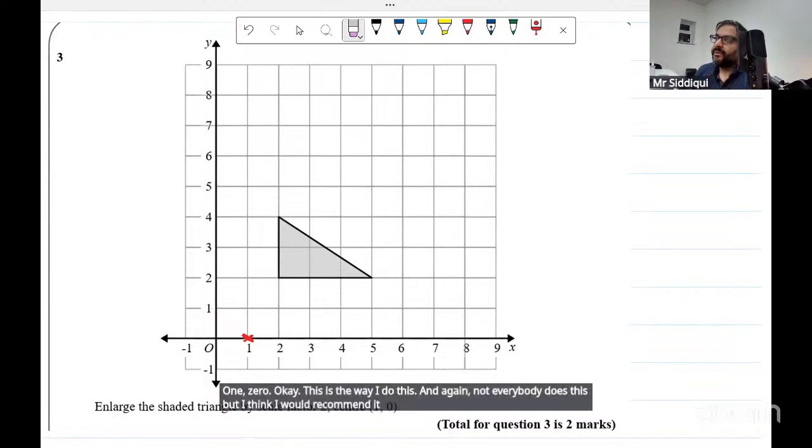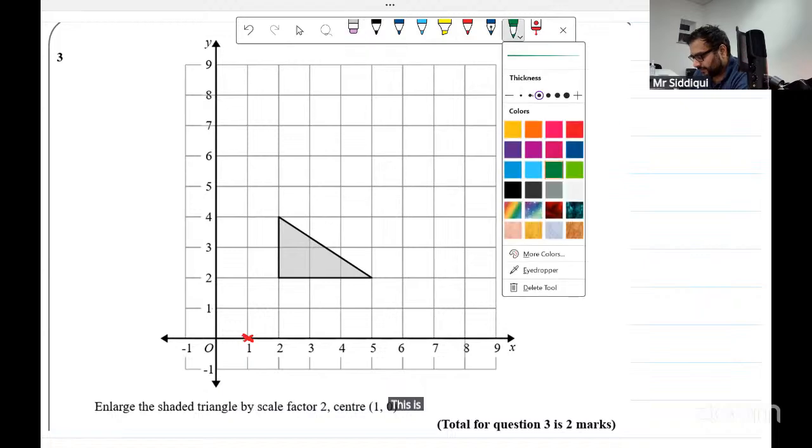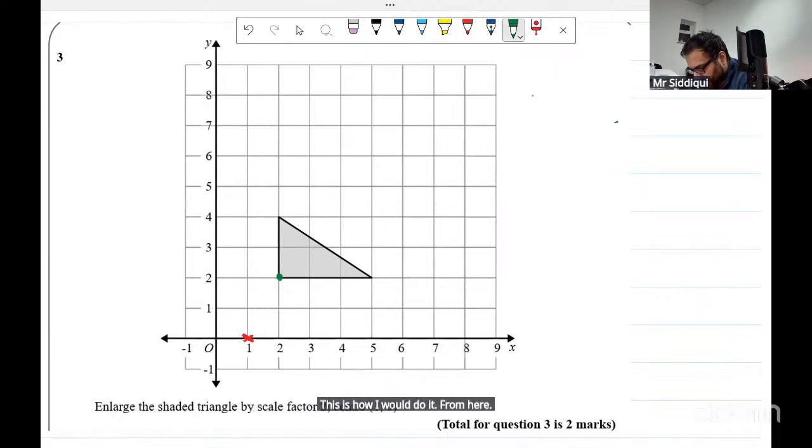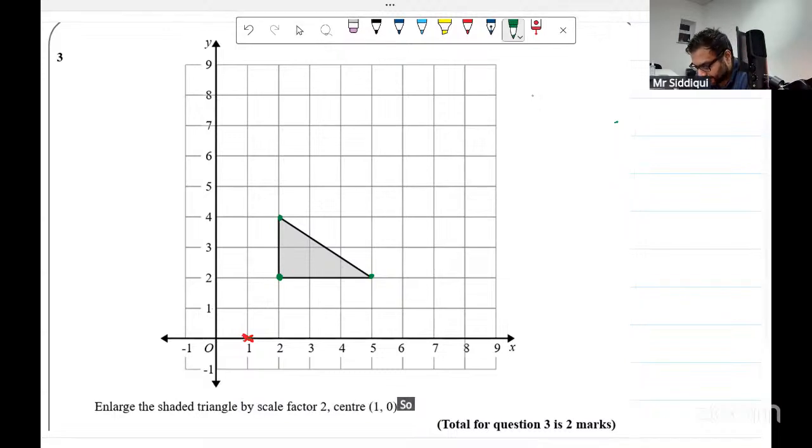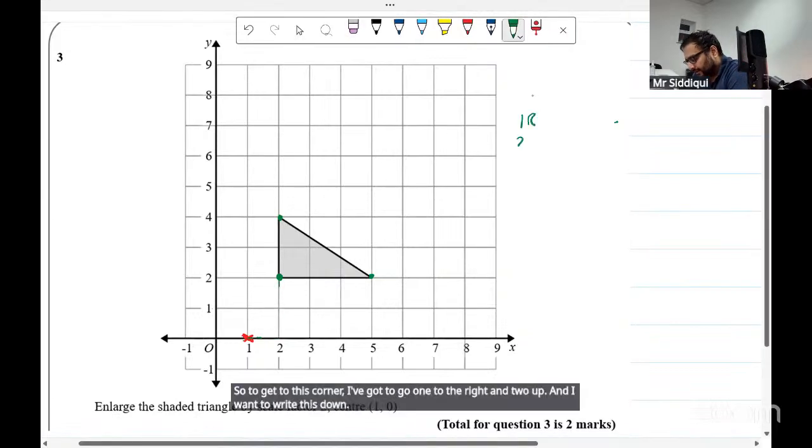Because when you end up doing enlargements with negative scale factors, that'll mean when they say something like minus 2 over here, when you get there, if you've learned it this way, it makes it easier to do that. So this is how I would do it. I have got 3 points on this triangle. I would count from the center how many across and how many up or down I have to go to get to each corner. So to get to this corner, I've got to go 1 to the right and 2 up. And I'm going to write this down. 1 right, 2 up.